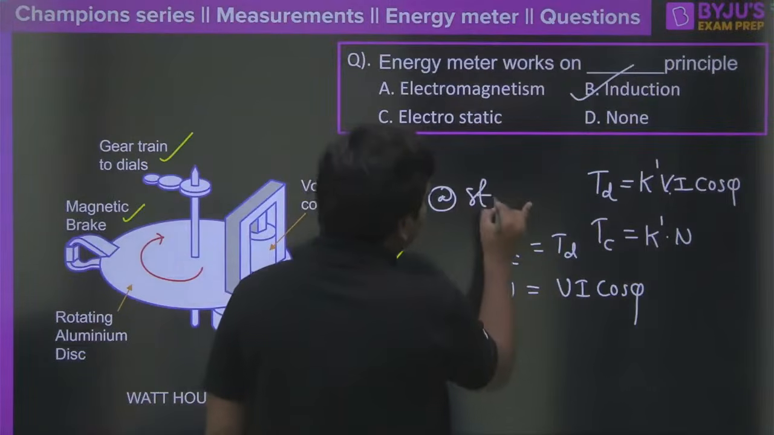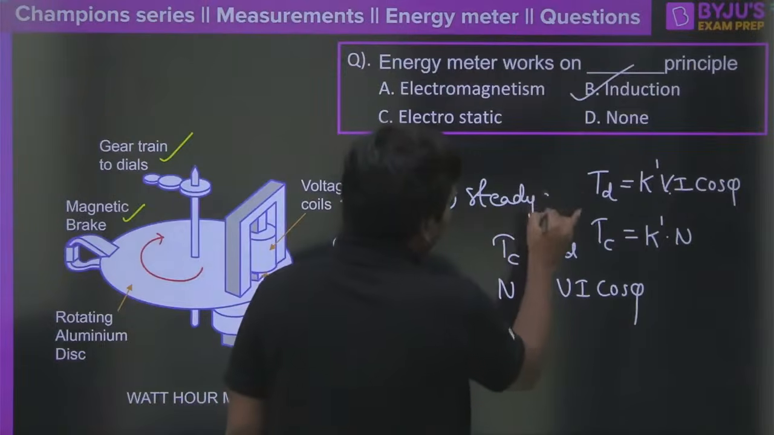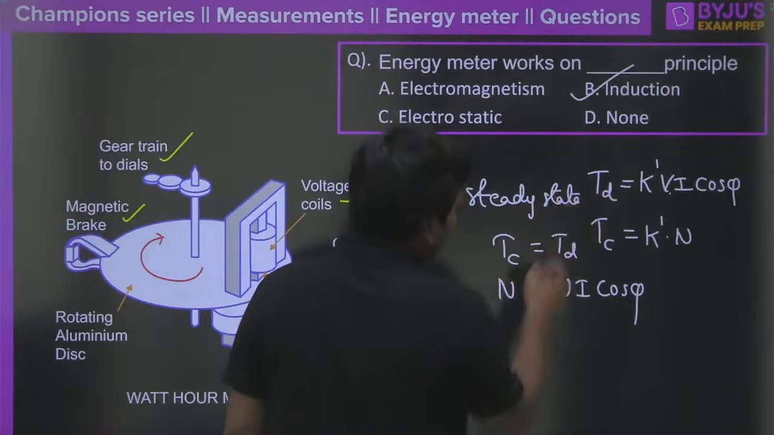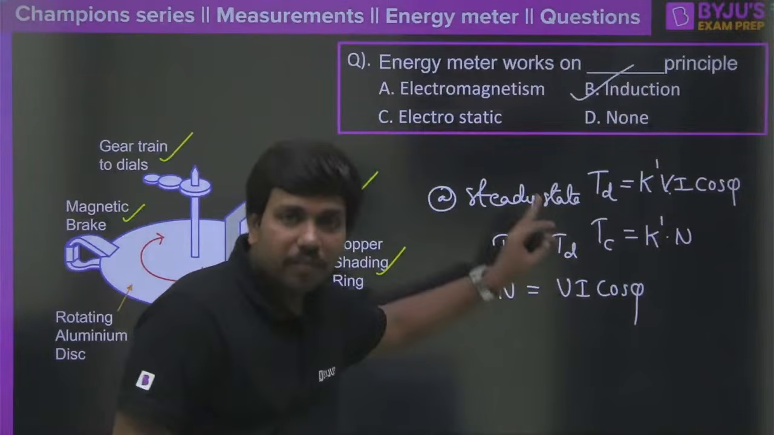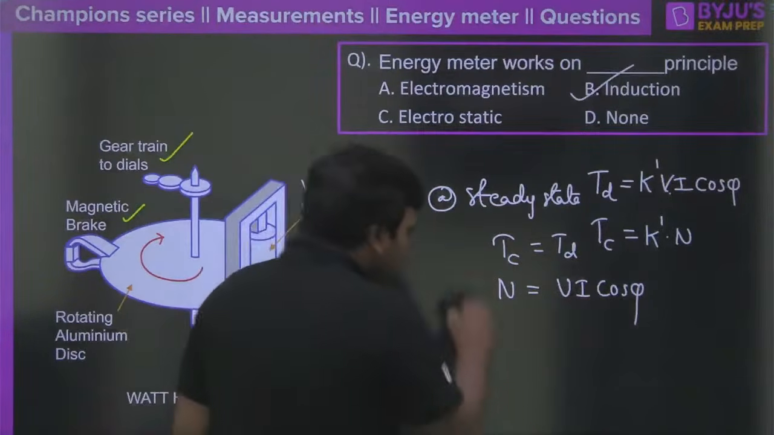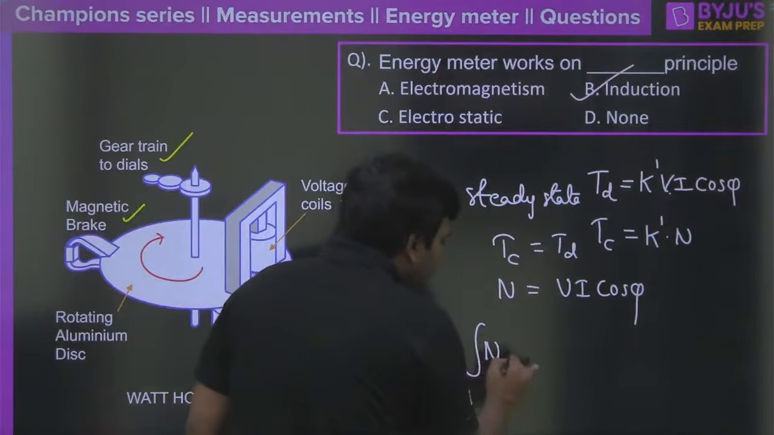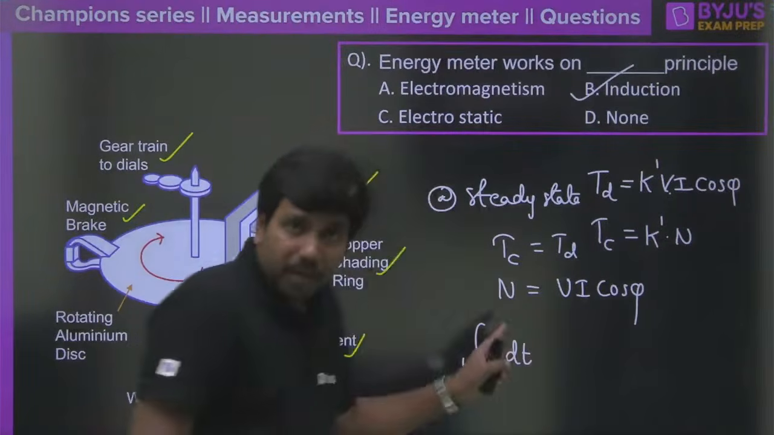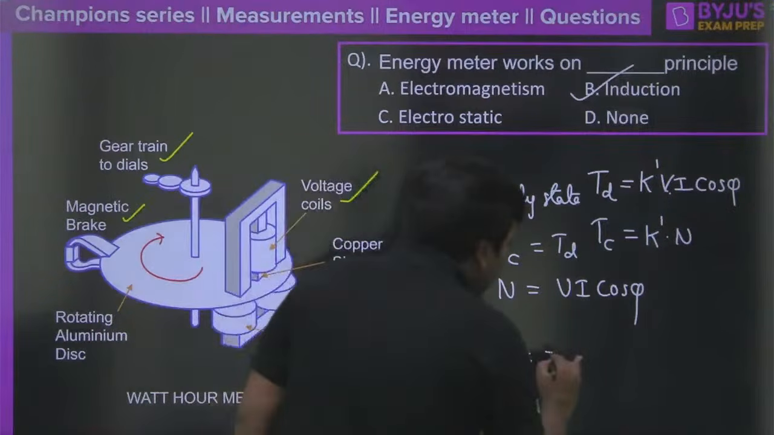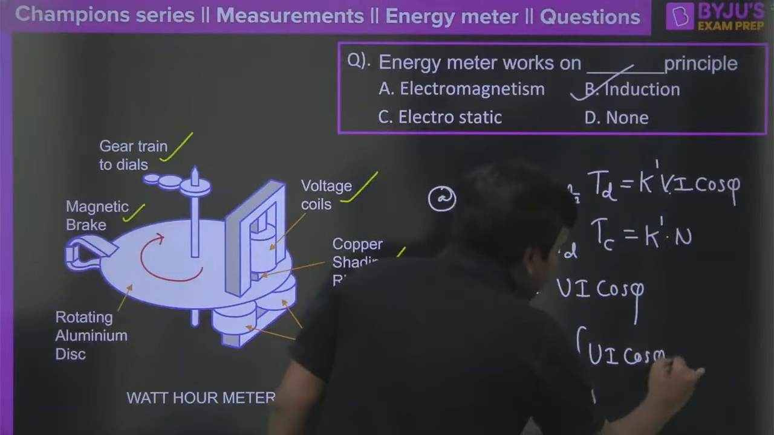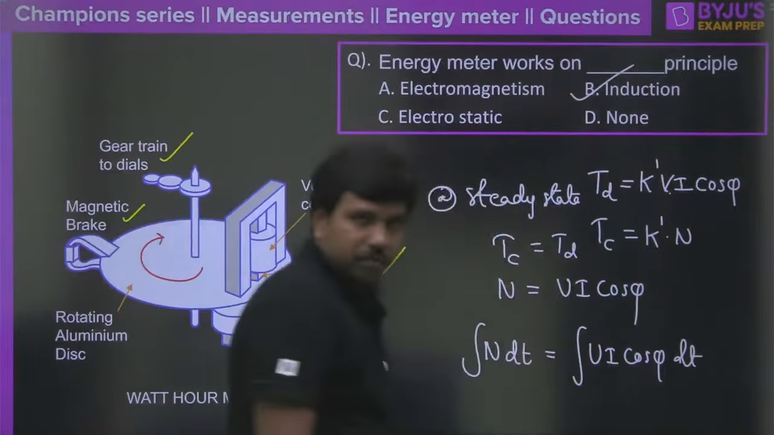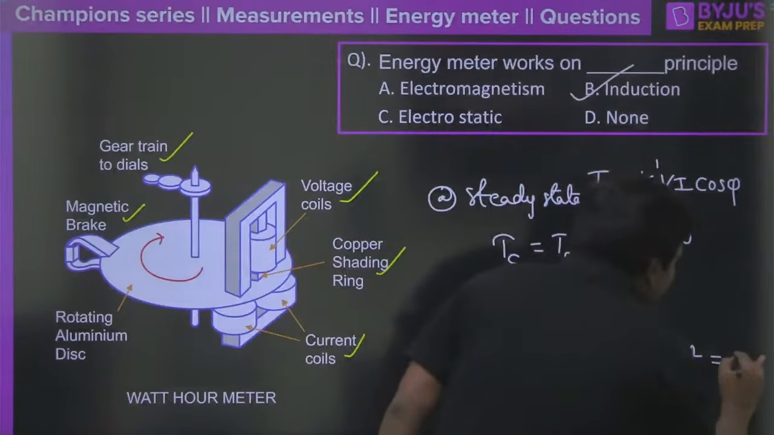Therefore finally I can say the number of revolutions are related to the power here, the active power across the load. And if you integrate both sides, that means the number of revolutions taken for a particular amount of time, then you are going to get VI cos phi, of course multiplied by dt here. Clear? And this is considered as energy, which is nothing but W.